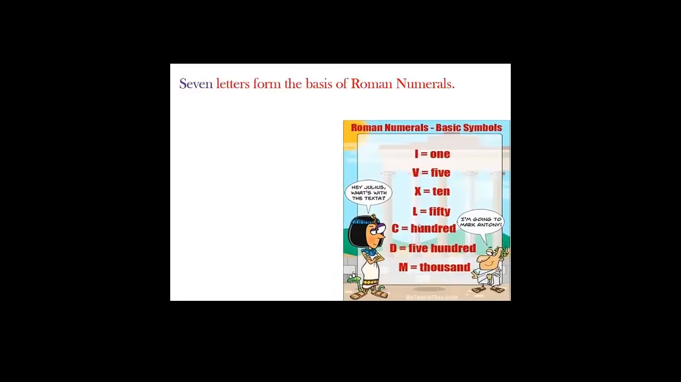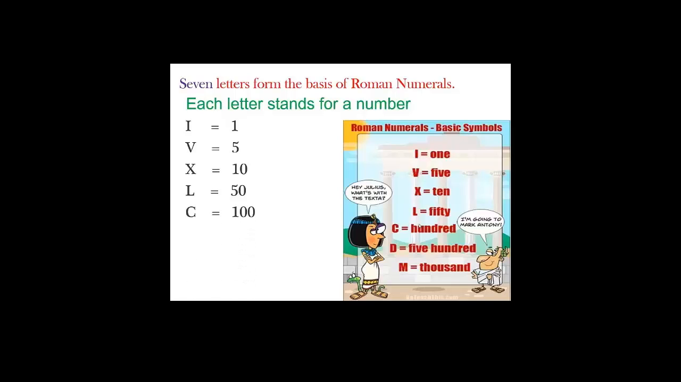As I said earlier, 7 letters form the basis of Roman numerals. Let's see them one by one. Each letter stands for a number. The letter I stands for 1. V stands for 5. X stands for 10. L equals 50. C equals 100. D equals 500 and M equals 1000.